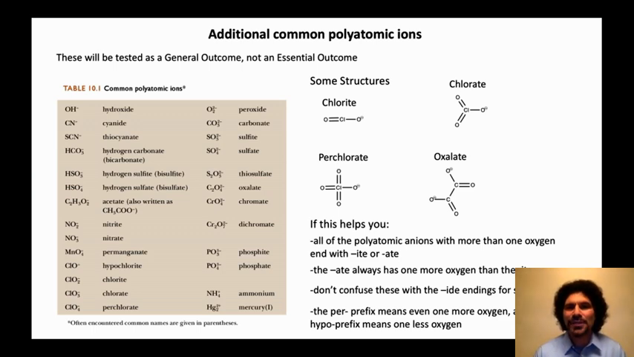ingredient in household bleach. Okay, so in the course of the last 4 lessons, you have learned about ions, you've learned about formulas, you've learned about basic nomenclature, and now we've added polyatomic ions. Okay, so now we're going to change gears in our next lesson and talk a little bit about solutions.